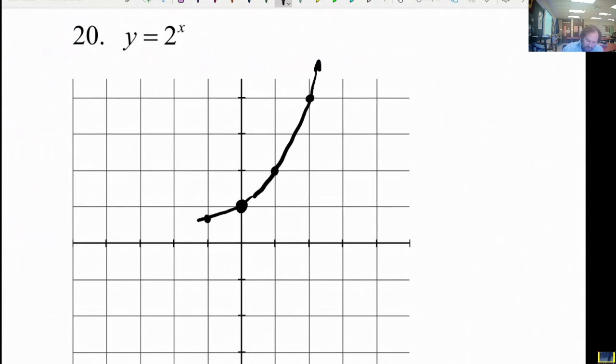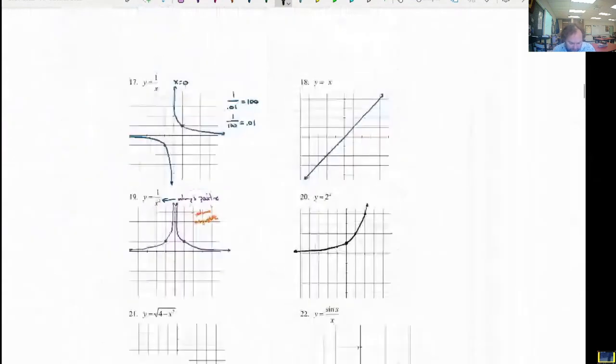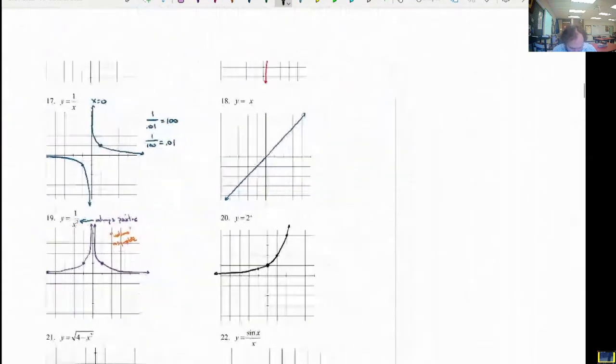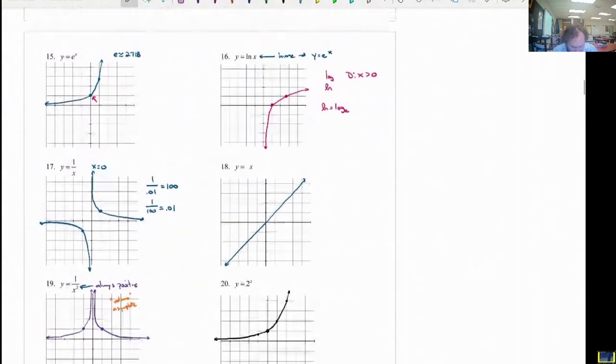Every exponential graph goes through 0, 1, has this asymptote over here on the left side, and then goes up to infinity very quickly. So they all look pretty much the same. The only difference is how fast or how slow they do that. If you look at 15 and 20, they look pretty much exactly the same. The only difference is that they don't go up as fast, but they're basically the exact same idea.